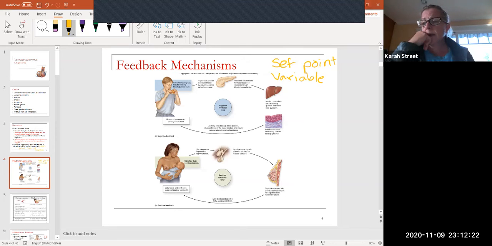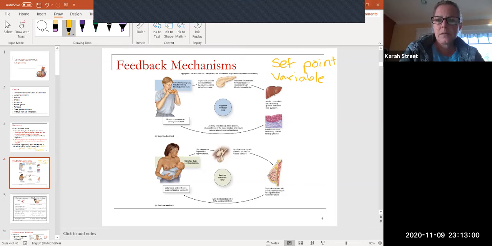For example, hematocrit. Hematocrit as an average is 45%. But women, their normal range is a little bit lower. It can be as low as 38%, and men can be as high as 48%. So there's a range. Body temperature, again, there's a range of acceptable body temperatures. There's a range for acceptable calcium levels. So set point is not just one number, it's a healthy range.